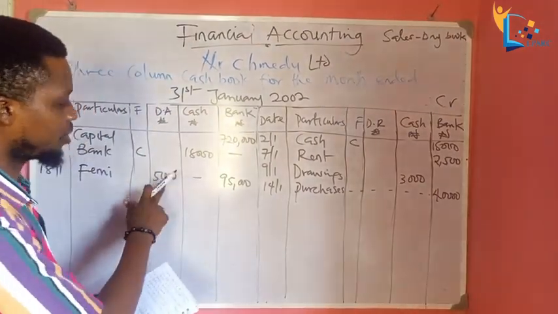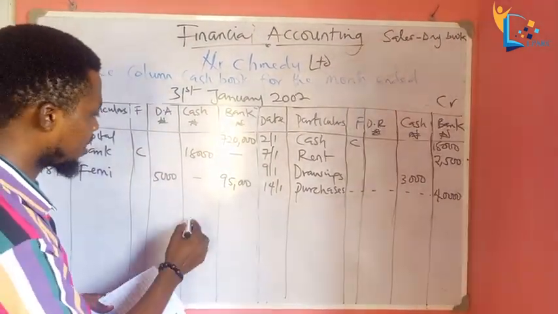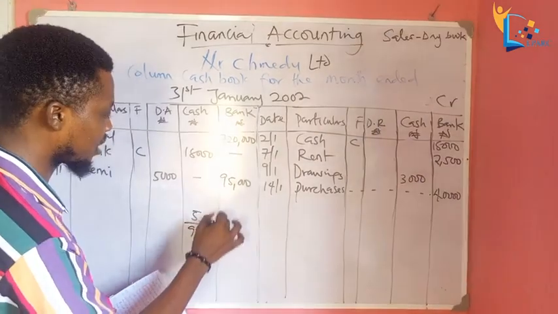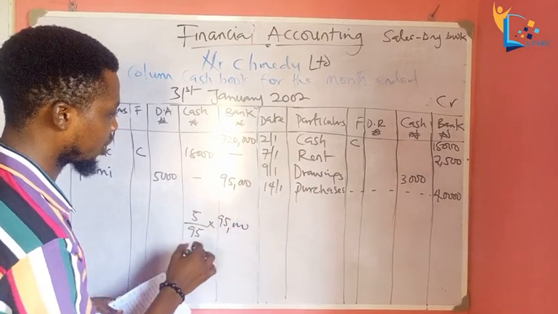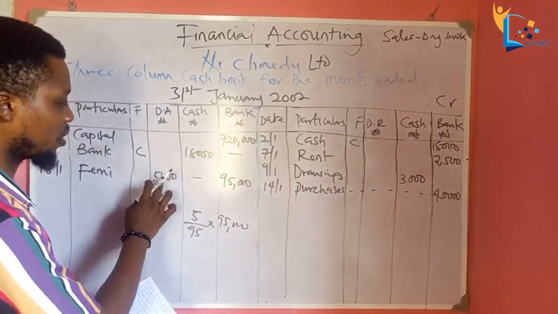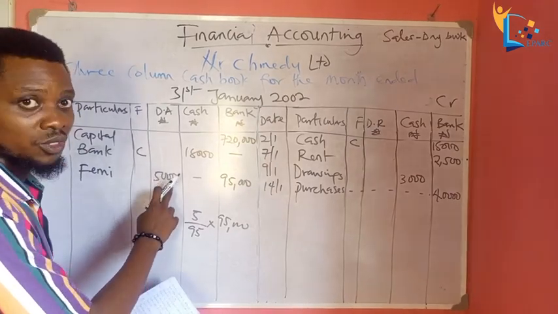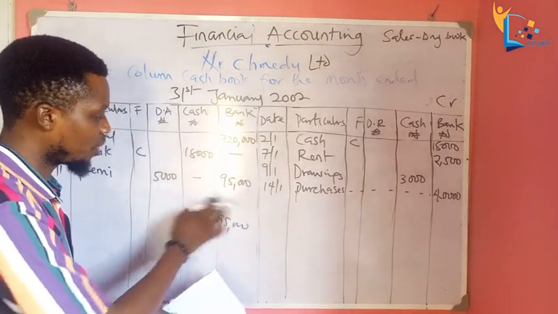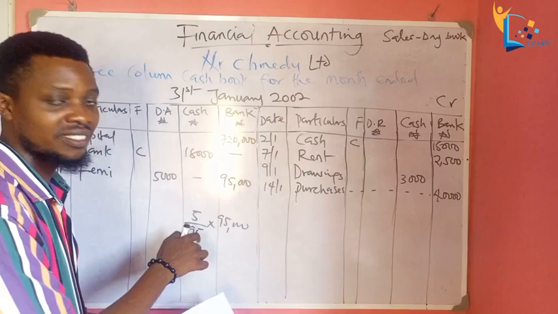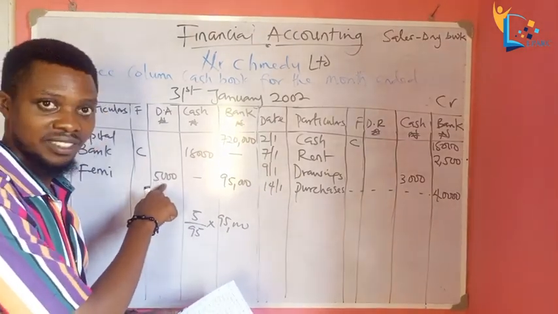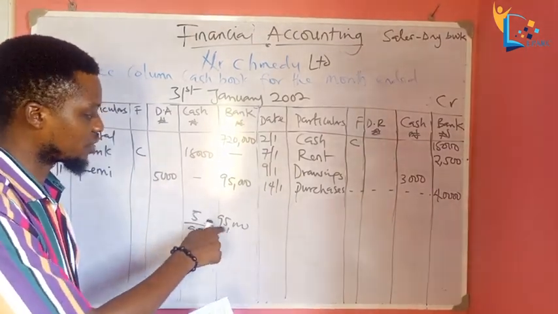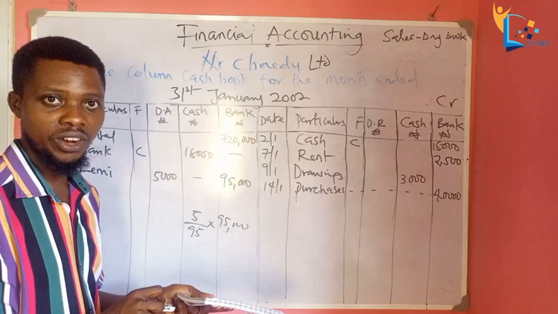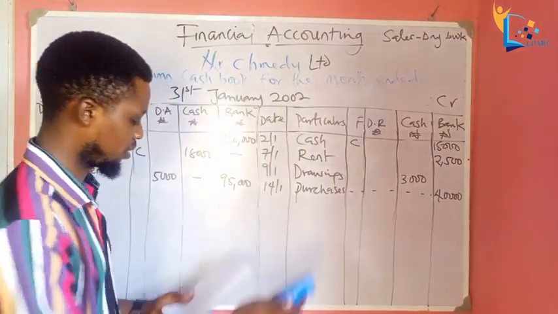Okay, how I got the 5,000 is simply do 5% all over 95% times 95,000. When you do the math, it will give you the 5,000 naira discount. That is how, since the 5,000 is not indicated in the question, you solve to get the 5,000 naira discount. Just do 5 over 95 times the value, which is 95,000. Okay, all right, so let's move on.